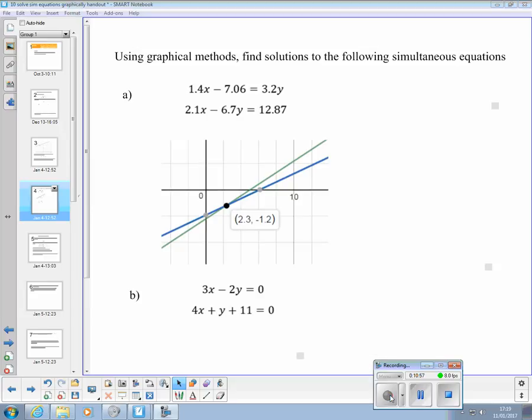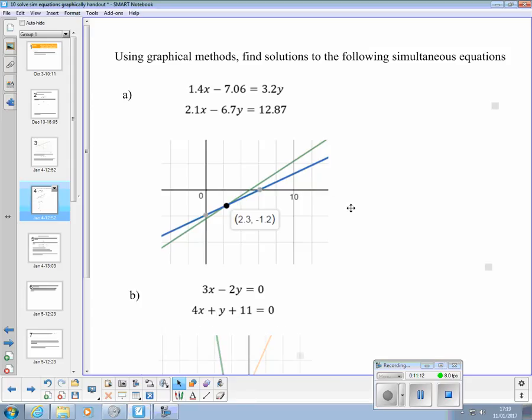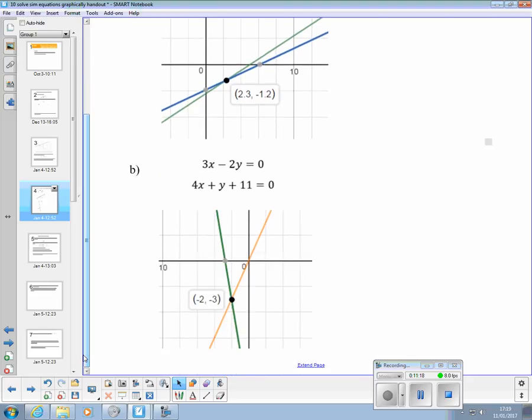2.3 was minus 1.2. And the second one, yeah, I can in a minute, hang on. Well, the rearranging of the equation, is that not the answer you got? Yeah, no, I did the first one. And the second one, minus 2 and minus 3. X is minus 2, y is minus 3.